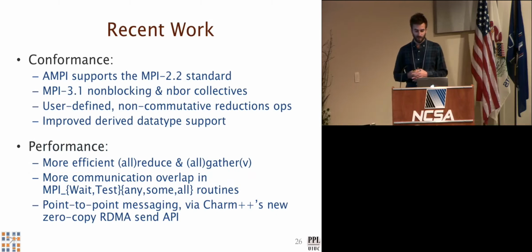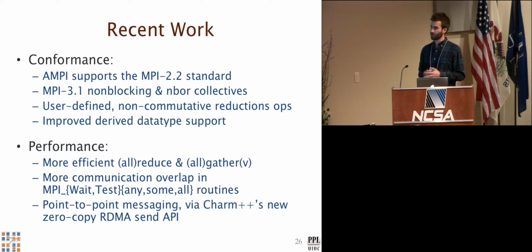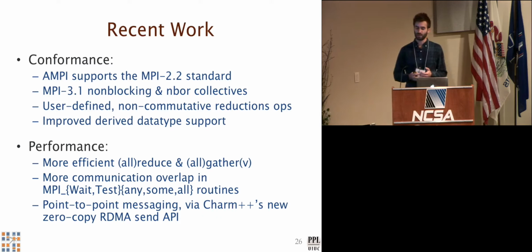To conclude my talk, I'm just going to talk a little bit about AMPI recent work and what we're moving towards in the future. So right now, AMPI supports the MPI 2.2 standard. We've already implemented support for non-blocking collectives and neighborhood collectives from MPI 3.1. We're moving more towards MPI 3 shared memory extensions. And we've gone back and implemented parts of the 2.2 standard that we were missing, such as user-defined reductions that are non-commutative, and all the complexity of handling derived data types in MPI for collectives and reductions and everything.